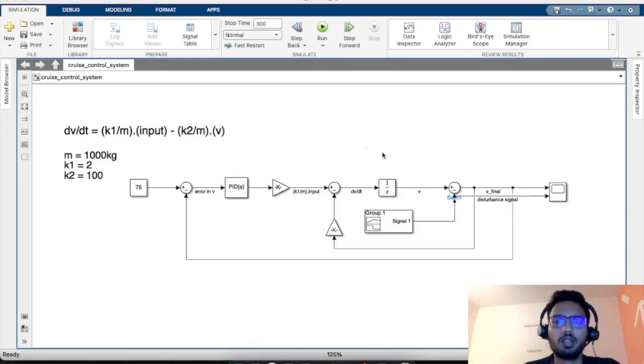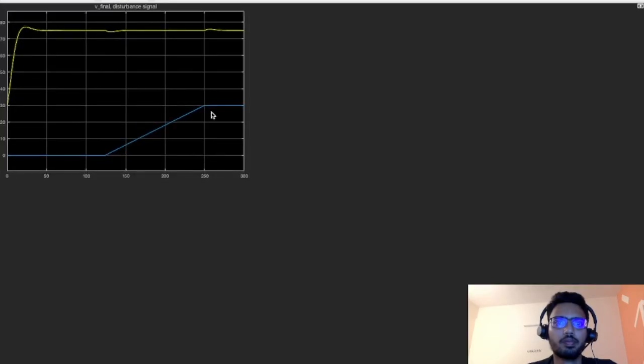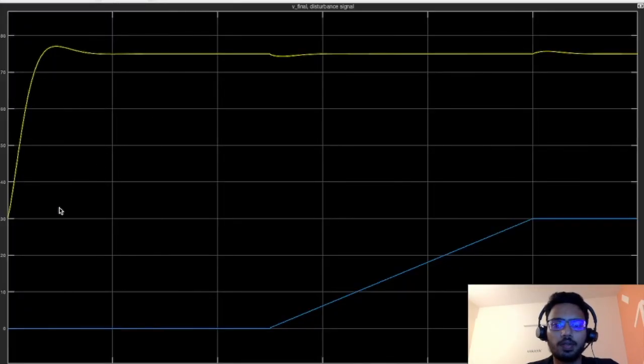So the simulation is complete. We can see the curve in scope. This is our final curve. Here we can see we started from 30, then the controller tried to reach the set value of 75 as soon as possible. We can see here in less than 25 seconds it tried to reach the value of 75, and therefore the input provided to the throttle would have been very high. That is why there is a slight overshoot here. The speed goes above 75.